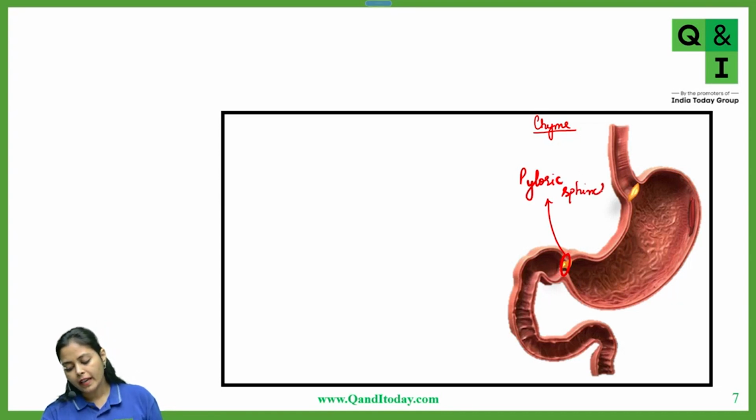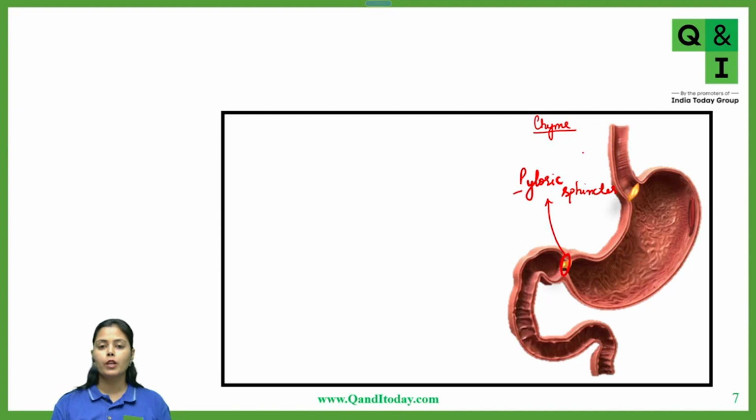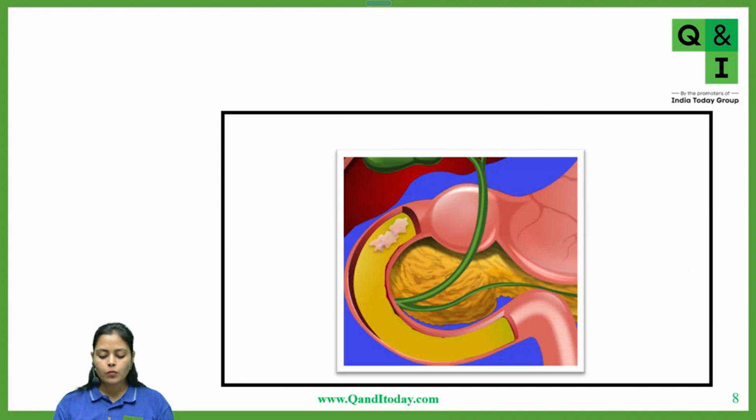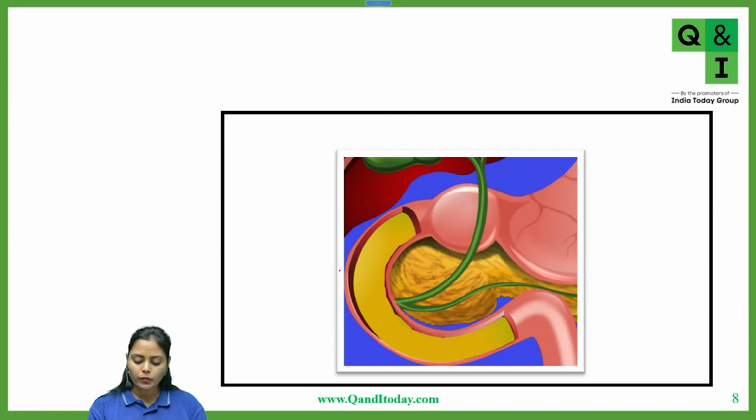In the last class, I had told you to pay special emphasis to the location of sphincters present in the digestive system, because this was once asked in your CBSE examination, that where exactly sphincters are located in the entire digestive system. So the first sphincter which we have come across is this pyloric sphincter, which is guarding the exit of the chyme from the stomach into the intestine. Now the food enters the small intestine. The first part of the small intestine where the food enters after the stomach is called duodenum.